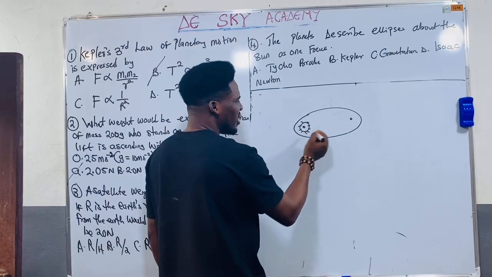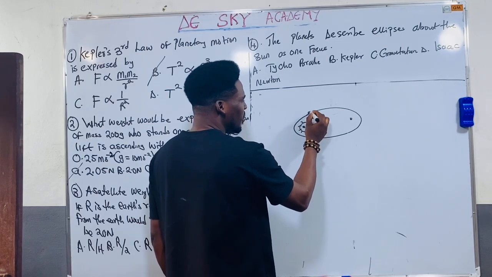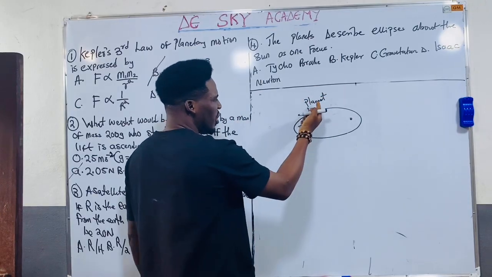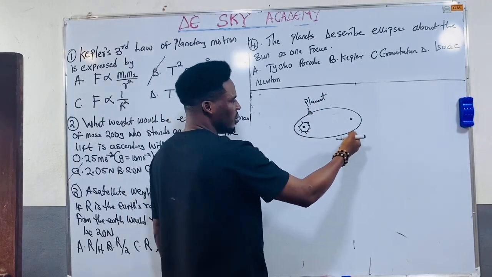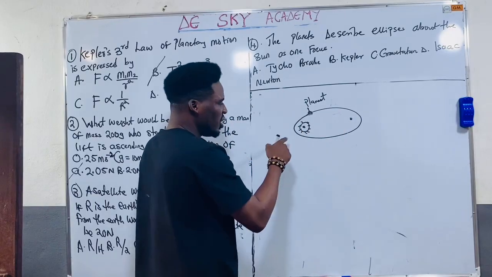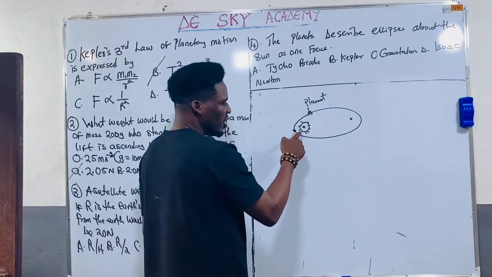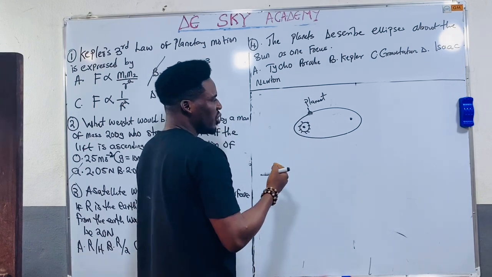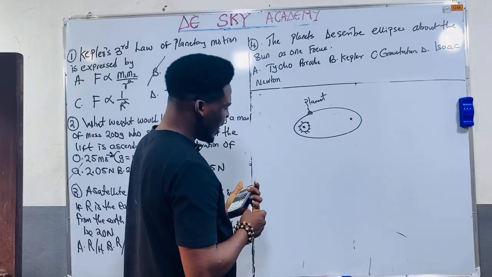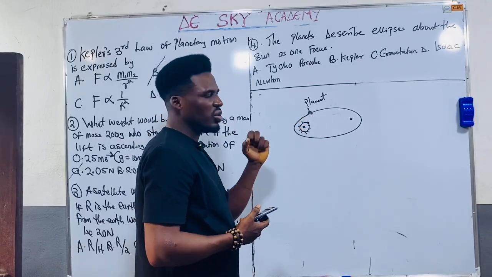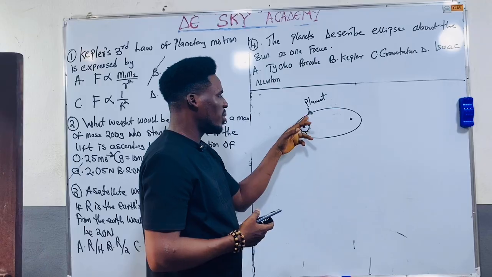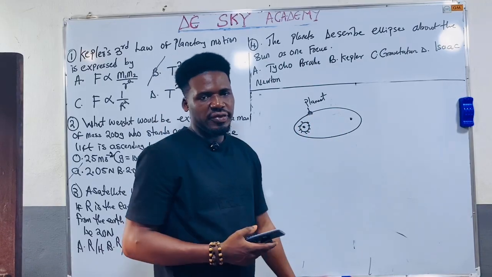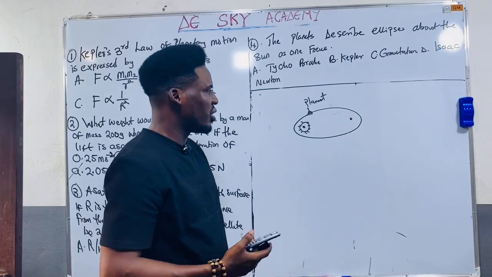So the sun is located here. And remember that this one is the planet. The planet orbits around the sun. So this sun is not located at the center. The sun is located at one focus. If the sun is located at one focus, you discover that there are times in which the planet will be closer to the sun, and there are times in which the planet will be far from the sun. So that is what the first law of Kepler is trying to tell us.